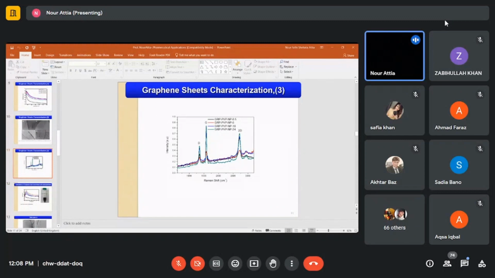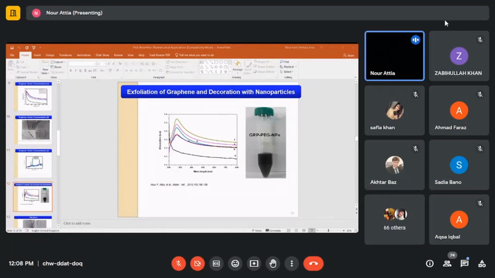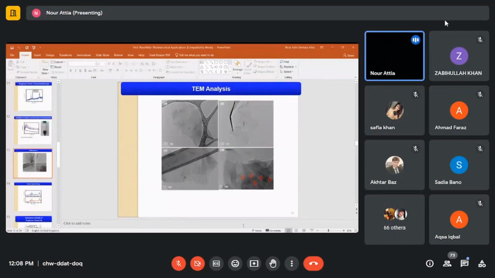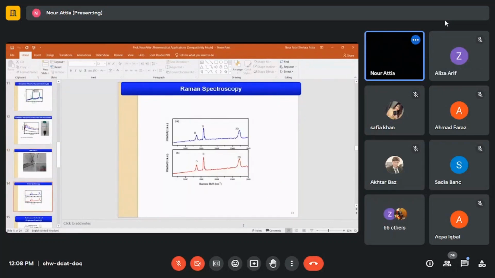Raman spectroscopy, of course, we have to do, and it's very important. And this is also graphene sheet developed with polyethylene glycol nanoparticles, because it is also biodegradable. Whenever you use polymer nanoparticles with graphite, then do ultrasonication, then centrifugation, finally you will get this one. These pictures I don't need to repeat again. Raman spectroscopy is also common, so I don't need to repeat.